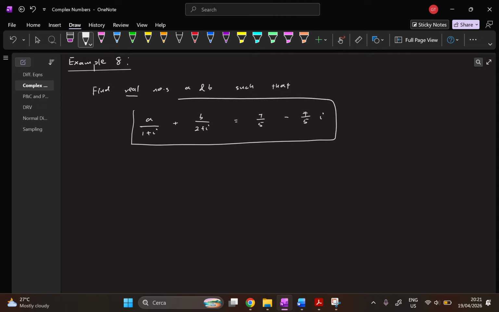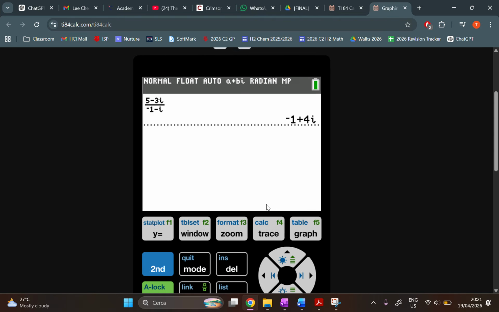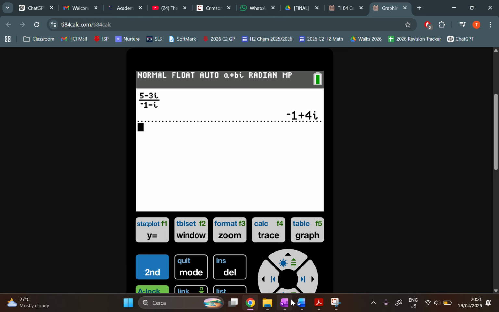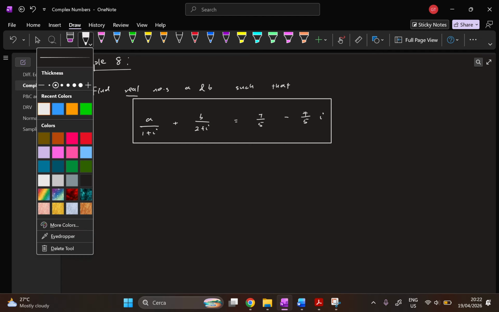So, we are given this equation, and the first thing to do is, once again, I'm trying to get rid of the complex number in the denominator, right? But in this case, I cannot just go over to my TI-84, because my TI-84 only lets you evaluate if you know what is on top and what is on bottom. This one, my numerators A and B are unknown. So I have to do it the manual way.